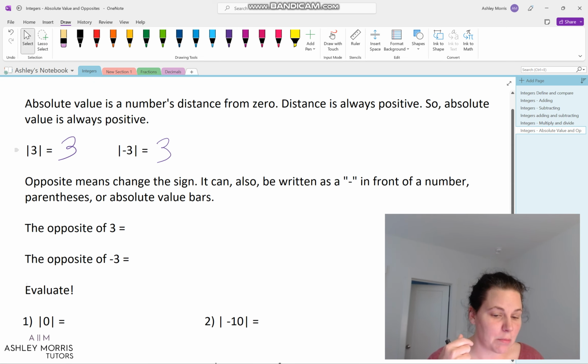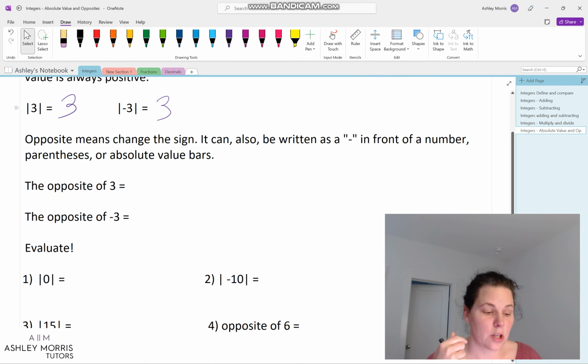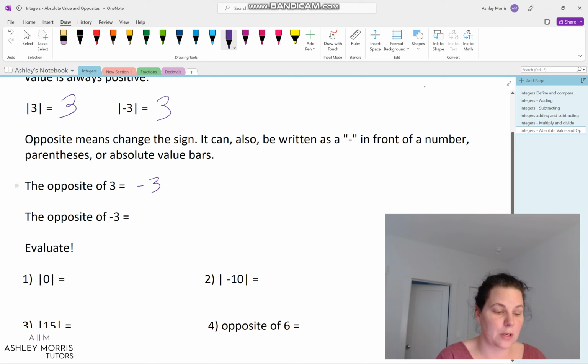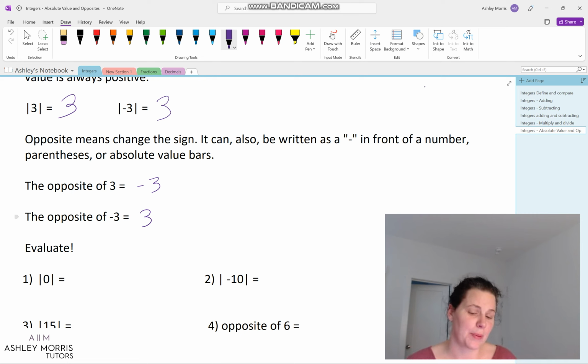Now the opposite means we change the sign. So the opposite of 3 would be negative 3. The opposite of negative 3 is positive 3. So absolute value is always positive. And then when we're talking about the opposite, switch the sign.